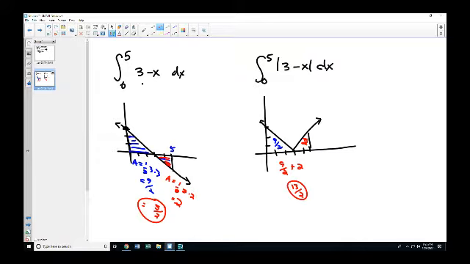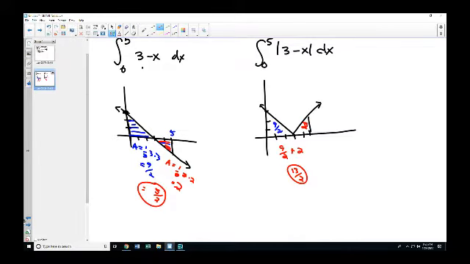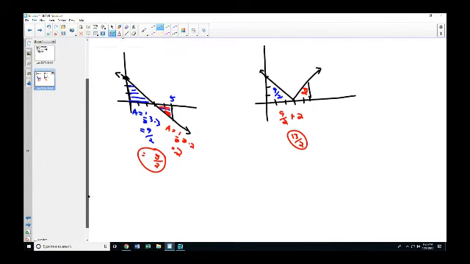It's 9 over 2 minus 5. So that's a graphical solution technique for absolute values. Okay. Algebraic.